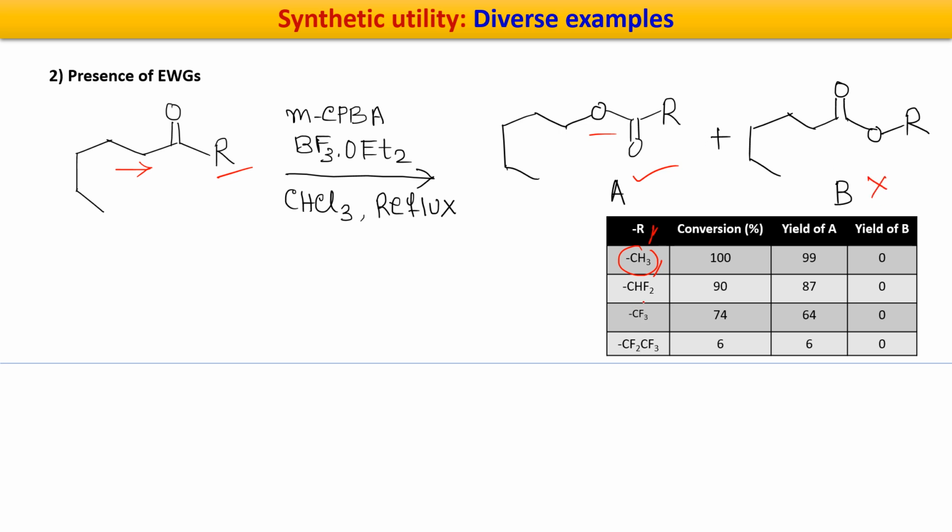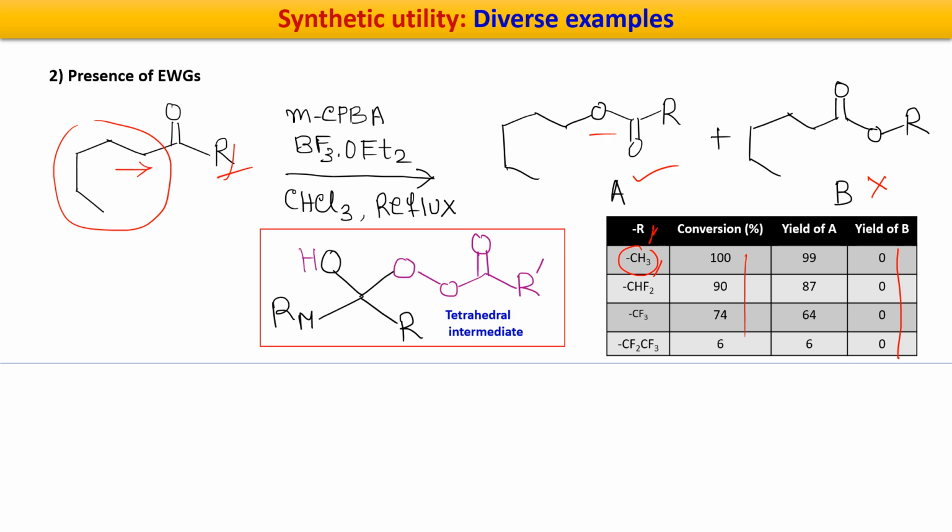But even if you are changing this to CHF2 or CF3 or CF2CF3, see, the yield of B is always 0. So the yield of A is first 99, then 87, then 64, it is gradually changing, and it is the conversion in percentage. Now see, as we are increasing the number of electron withdrawing groups, this yield of A is decreasing. B we are not obtaining, that is fine, but the yield of A is gradually decreasing. Now what is the reason behind it? The migrating group is always this part, that is fine, but though this group is not migrating, it is still having some effect on the overall yield, right?